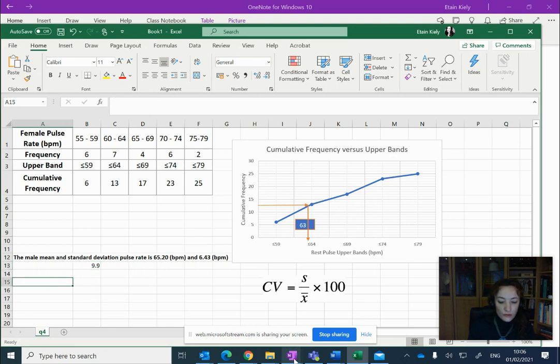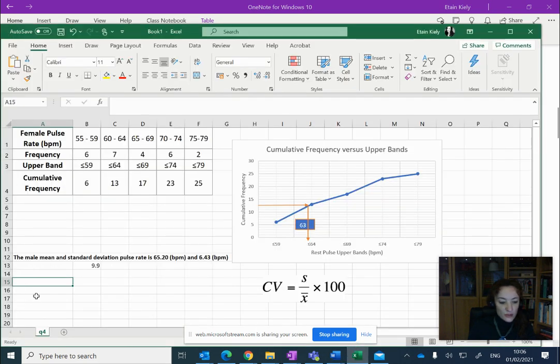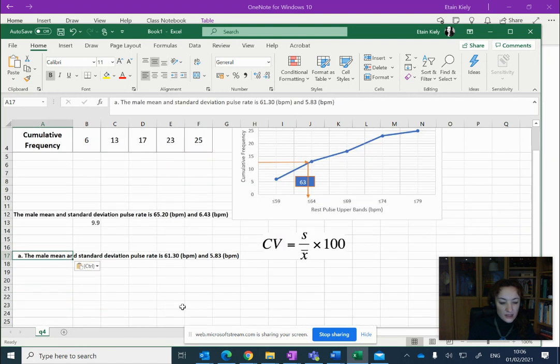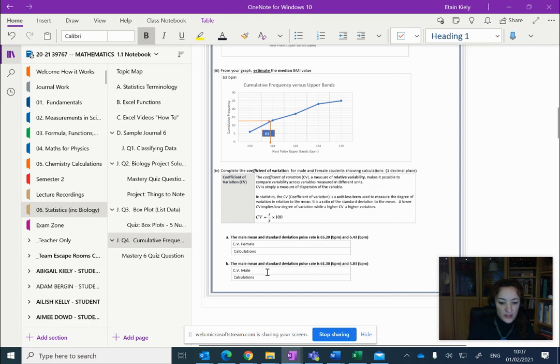And then we're going to go for the males in this one here. So the male values right here, so we can compare: was there much variation in the male data? And again, it's going to be equal to our standard deviation, which is 5.83, divided by the mean, which is 61.30, times 100. And again, we're bringing this to one decimal place. So similar values, indicating similar spread in the data.